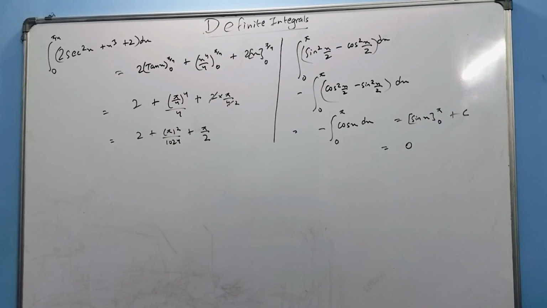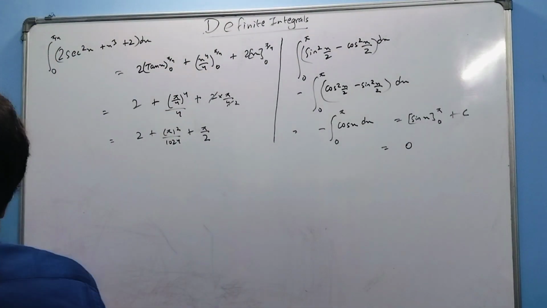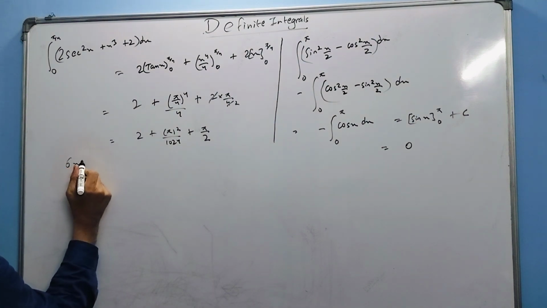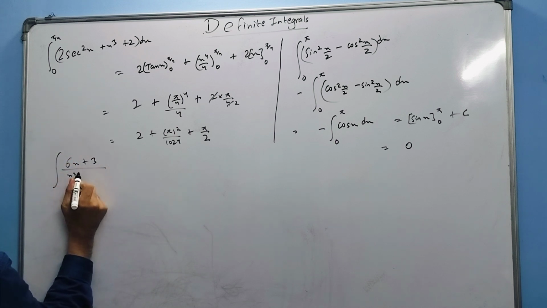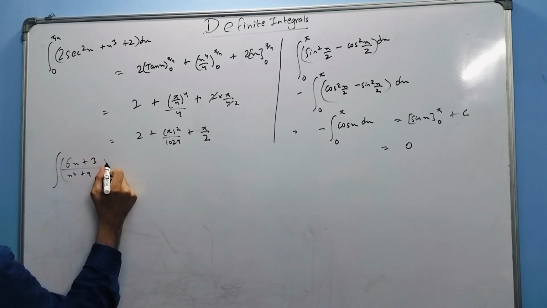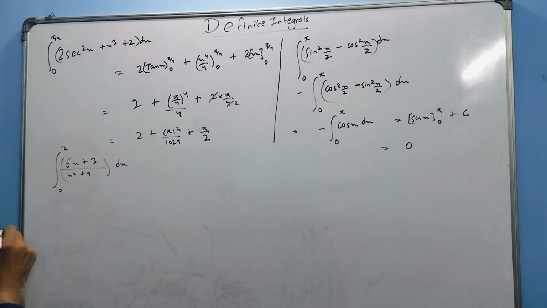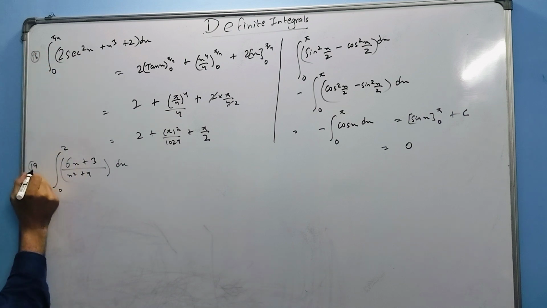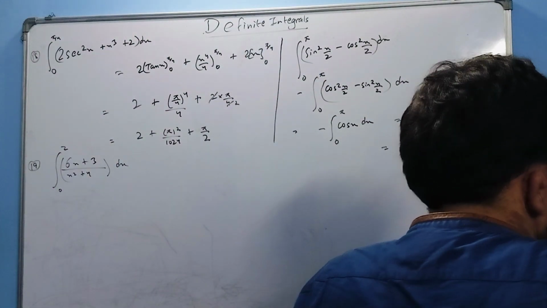Now we'll try to evaluate another definite integral. Let us see, the integral of 6x plus 3 upon x square plus 4 dx, from 0 to 2. We have already solved 18th question today. This is my 19th question. Let us see how we can solve it very easily.